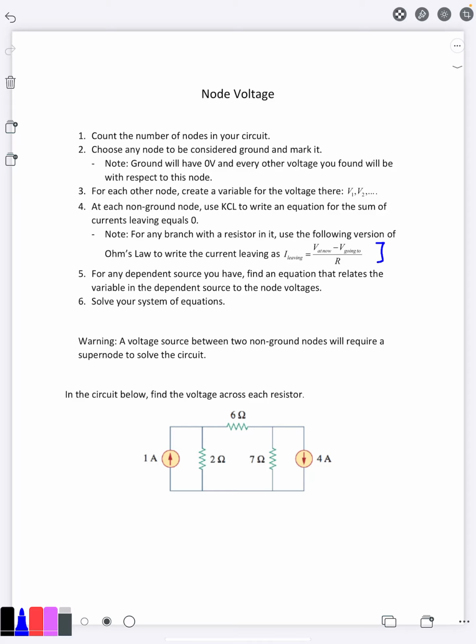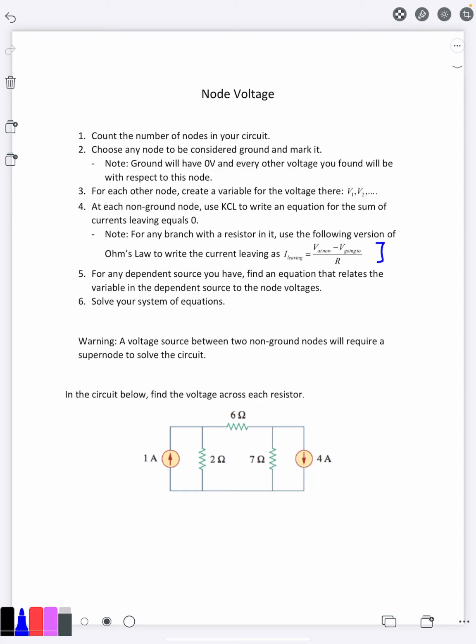After you've done this, there's one last step. If you have any dependent sources, you look at what variables are in your dependent source, and you define some way to relate that variable to your node voltage variables. That will give you extra equations here. Once you have all your equations set up, you use your linear algebra techniques to solve your system of equations, and you will have your answer.